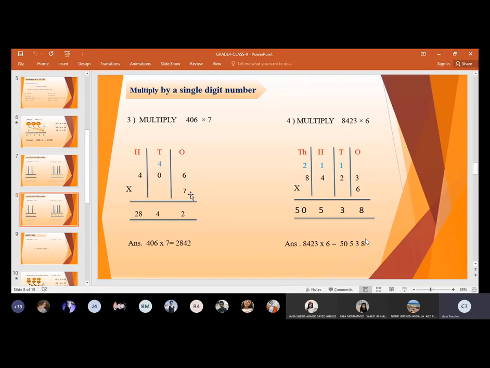So how to multiply this one? Start from 1. 7 sixes. What is the value of 7 sixes? 42. So you write 2 in one place and carry 4 in the next place. Yes. And take your number 7, multiply by the 10 place number. What is the number in the 10 place? 0. Any number multiplied by 0, what is the answer? Zero. Okay. 7 multiplied by 0, 7 zeros are 0. You add that carry. 0 plus 4.